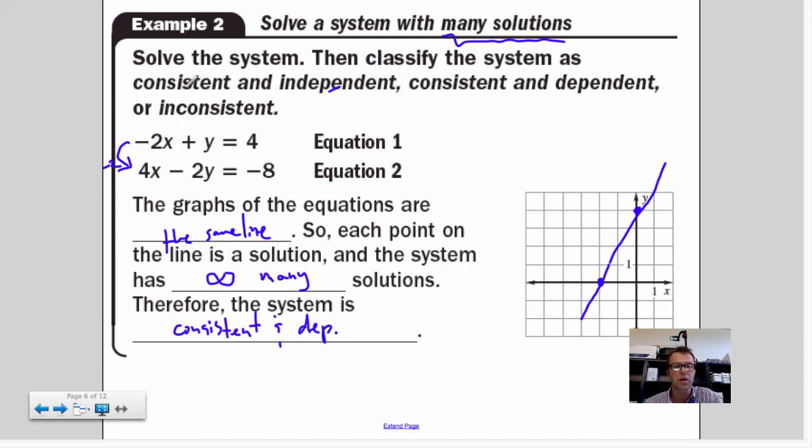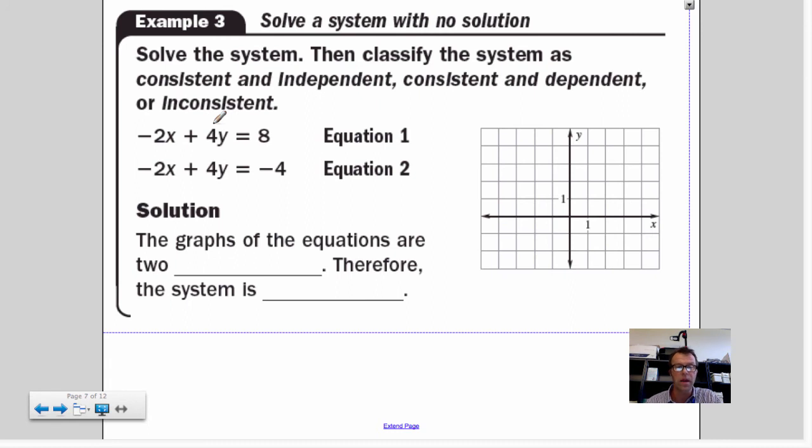Again, your choices here are consistent and independent, that would mean there's one solution, right? Consistent and dependent, infinitely many solutions, or the same line. And your last choice is inconsistent if you have parallel lines and no solution.